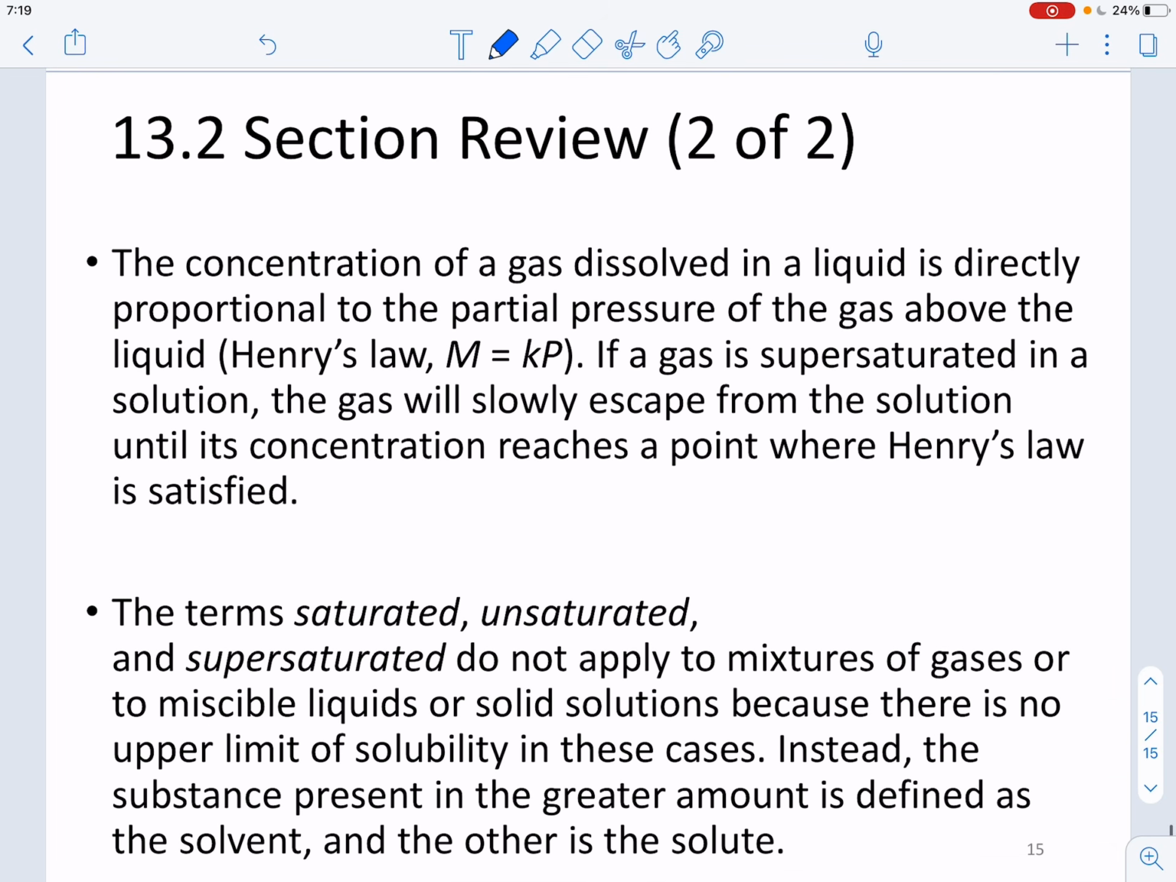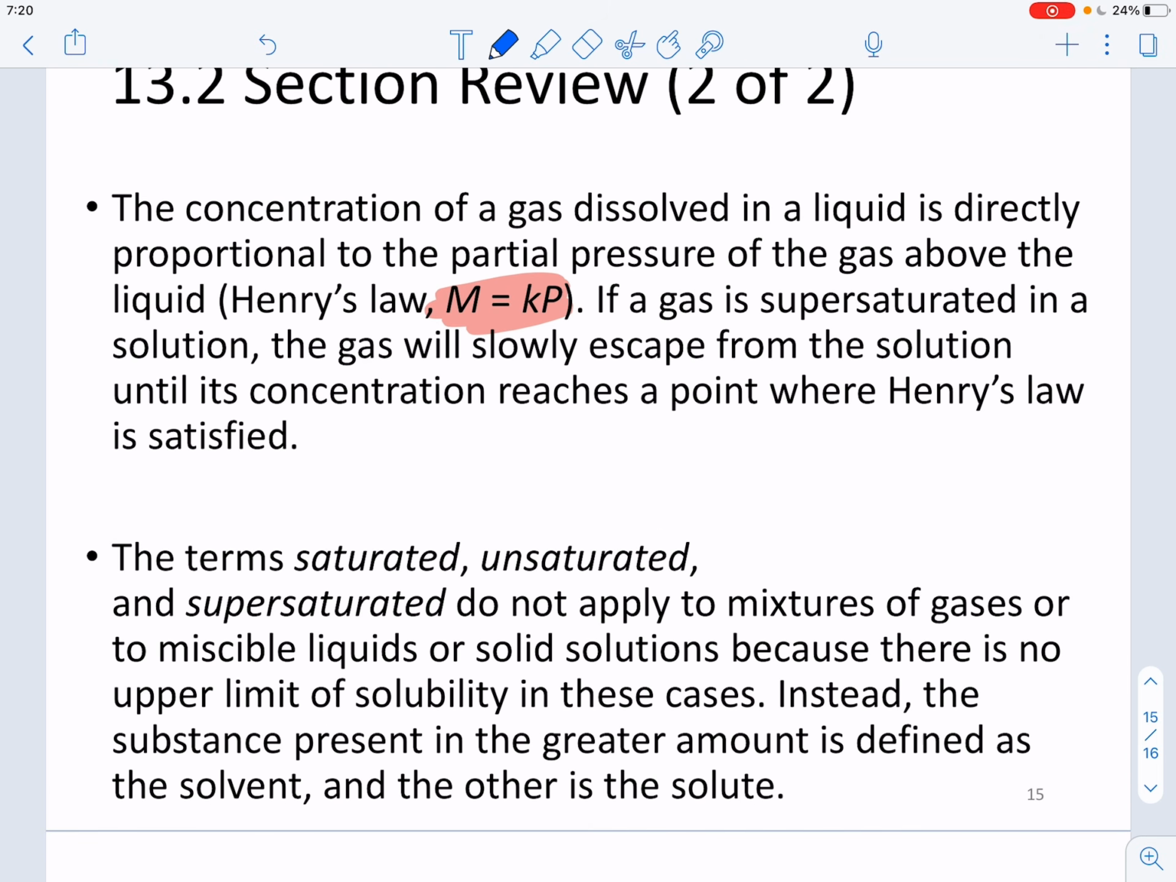When it comes to gases, the behavior is different from solids. Solids will increase in solubility as you increase the temperature most of the time. For gases, it's the opposite: the solubility will decrease if you increase the temperature. You relate the concentration of that gas with Henry's law, which depends on the partial pressure of that particular gas. So if you increase the partial pressure of the gas, you increase its solubility. And we kind of reserve the terms saturated, unsaturated, and supersaturated for solids in liquids.